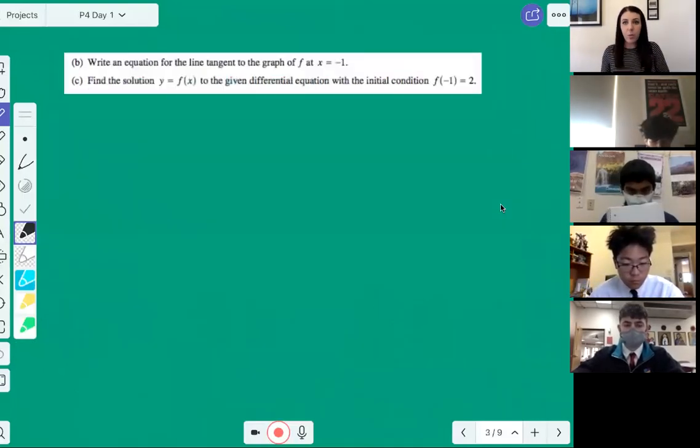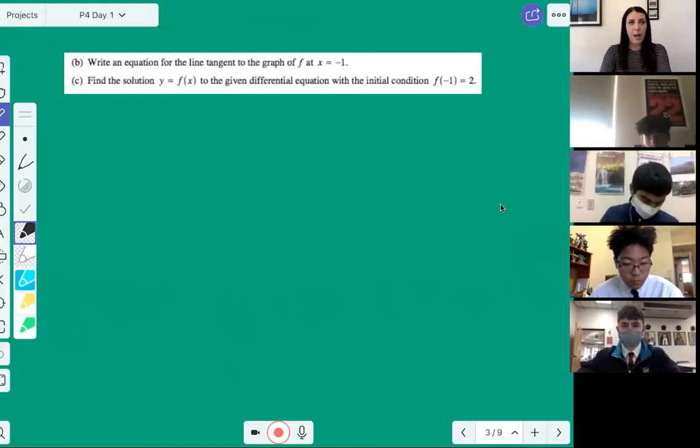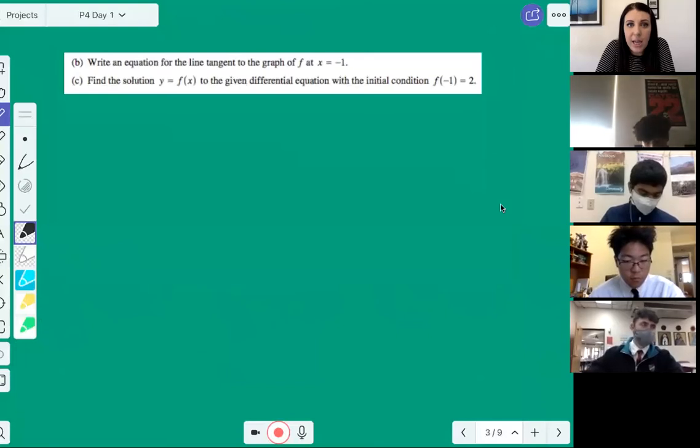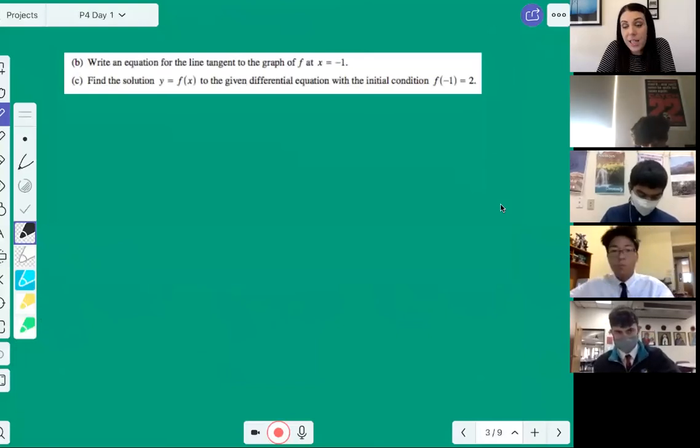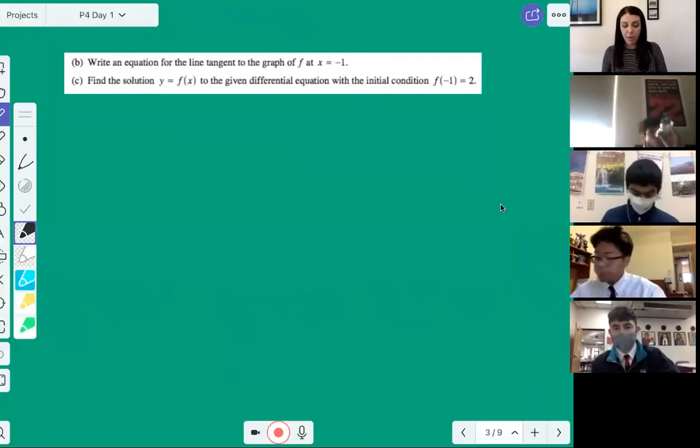Good question. All right, we're going to do part B. Again, don't get antsy and try to do your separable differential equation yet. It hasn't asked us to do that. Part B says write an equation for the line tangent to the graph of f at x equals 1. Write an equation of a tangent line, we've been doing that since like week 1 or week 2. That's basic stuff. We have to know how to do that.